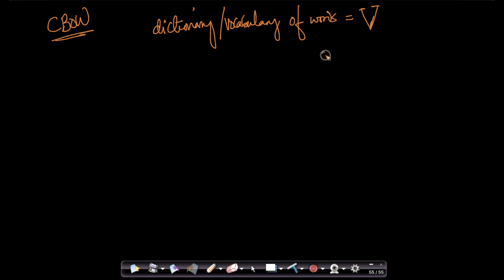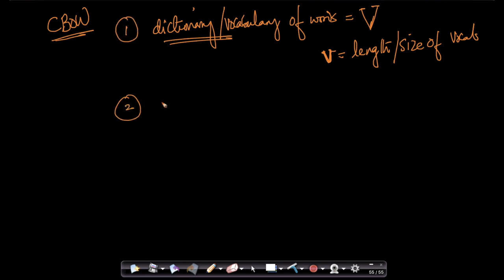Let's say small v is the length, or size, of my vocabulary. So V now represents the number of words that I have in my dictionary or vocabulary. Okay, let's start with that. So first step. The second step is that let's assume I use one-hot encoding.